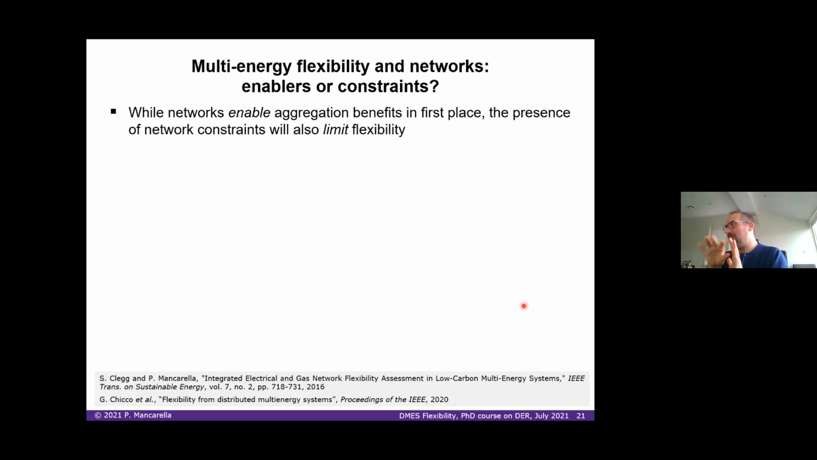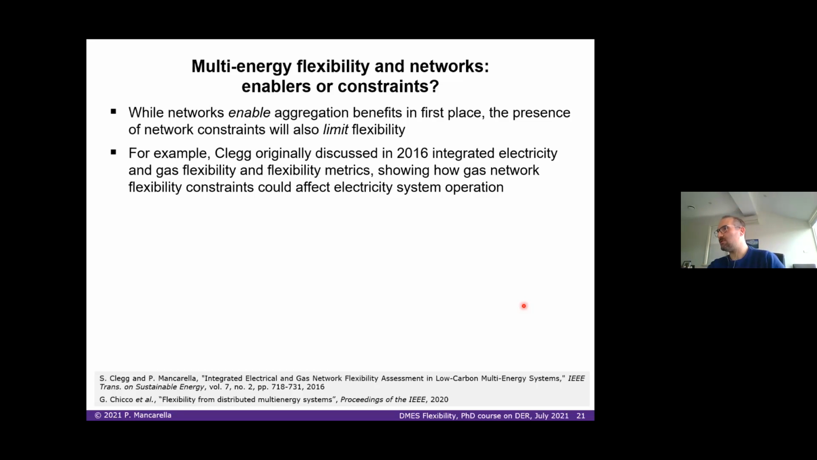At the same time, if this connection is small, I can actually have limitations of the flexibility I can extract, exactly as the constraints that we saw on the electricity side, for example, voltage and thermal constraints, were constraining my capability map into a feasibility map, and then all the other flexibility maps that we introduced. And then there are a number of other aspects.